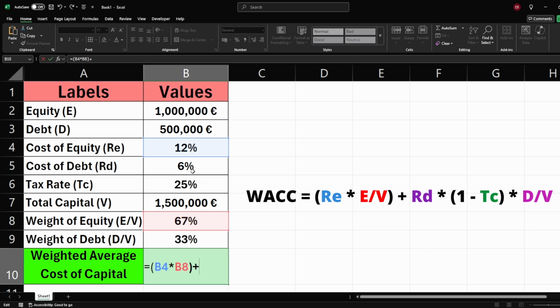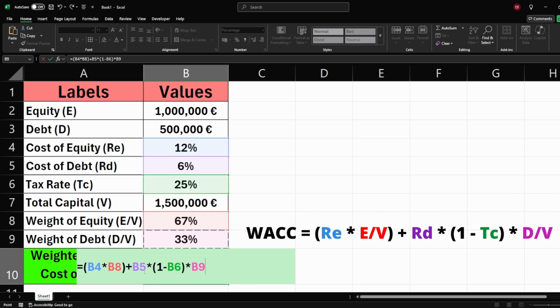Next we take B5, which is the cost of debt, and multiply it by 1 minus B6, where B6 is the tax rate. Then we multiply that by B9, which is the weight of debt. That means we're taking the cost of debt, adjusting it for taxes using the tax rate, and then weighting it by the proportion of debt in the capital structure. This gives us the after-tax debt portion of the weighted average cost of capital.